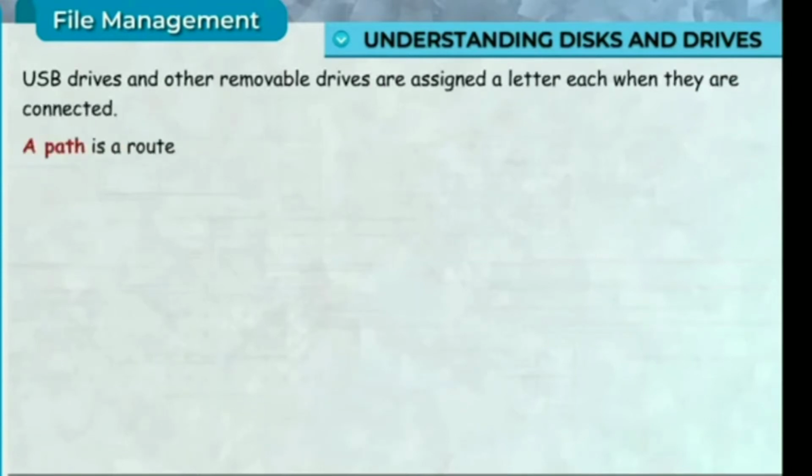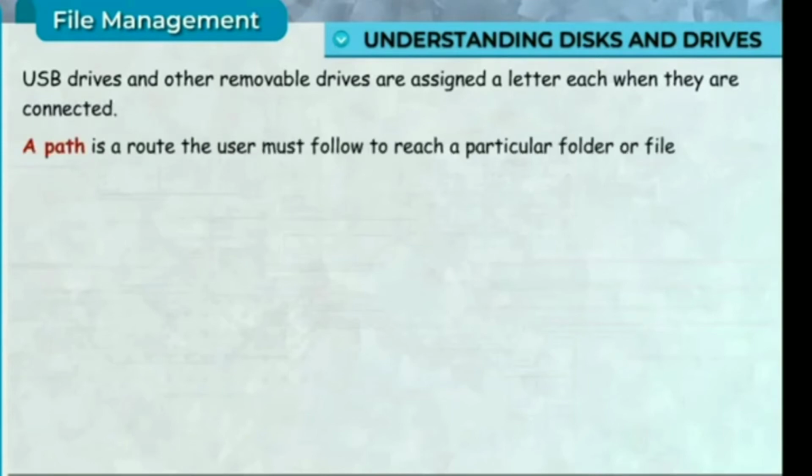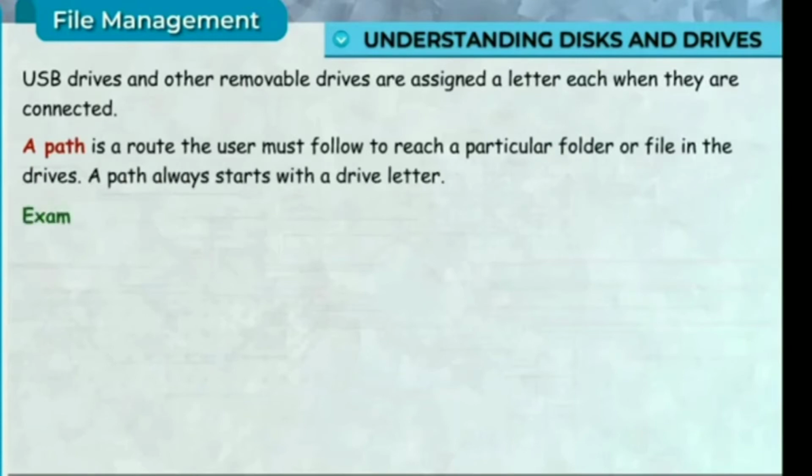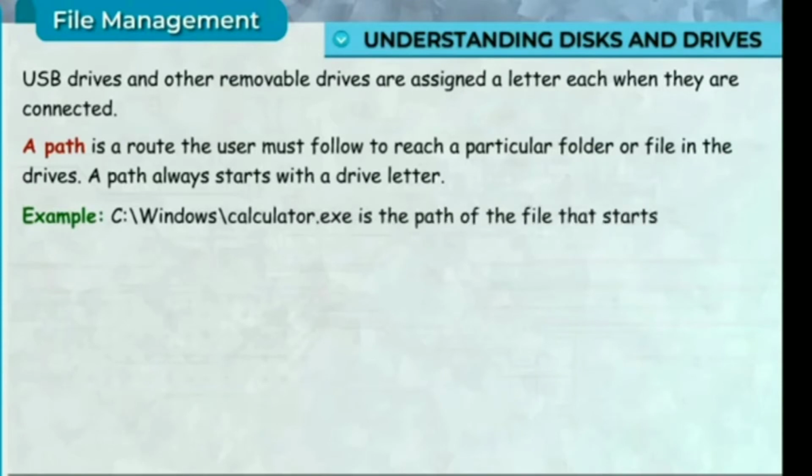A path is a route the user must follow to reach a particular folder or file in the drives. A path always starts with a drive letter. Example: C:/windows/calculator.exe is the path of the file that starts calculator.